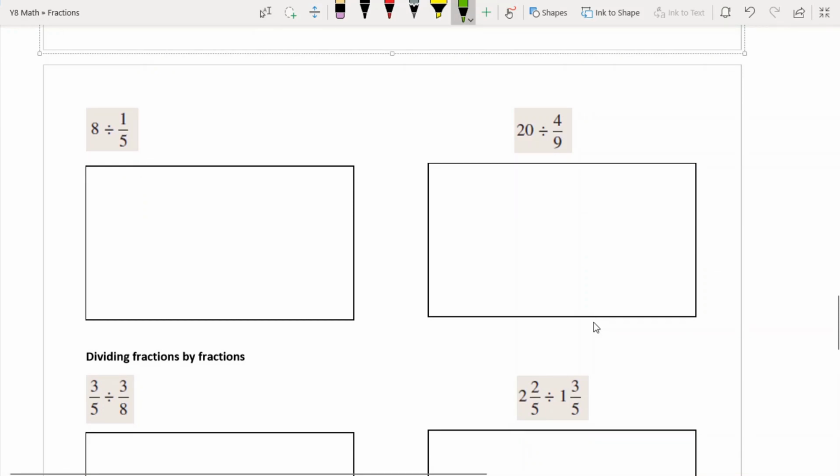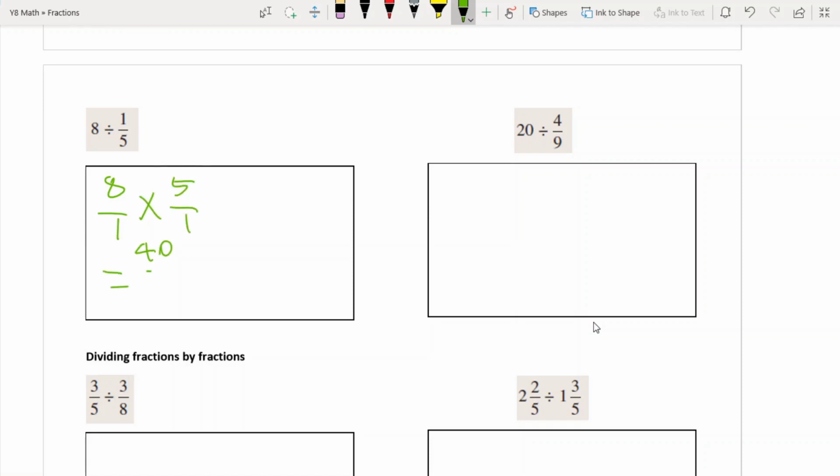Alright, so this one, once again, is 8 over 1 times 5 over 1. That simply gives us 40 over 1, or final answer of 40. This next one, 20 over 1 times, flip that fraction again, that gives us 9 over 4. We can simplify the 4 and 20 because they're both divisible by 4. That gives us 1, and that gives us 5. So now we have 45 over 1, which gives us a final answer of 45.